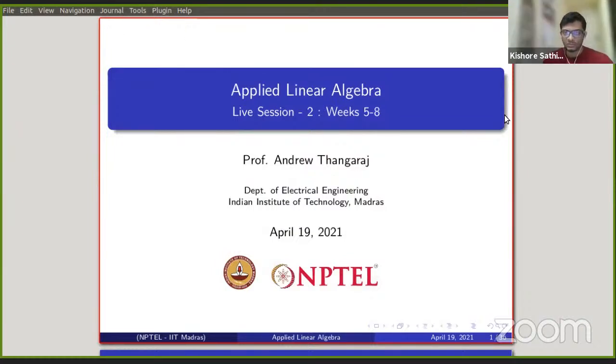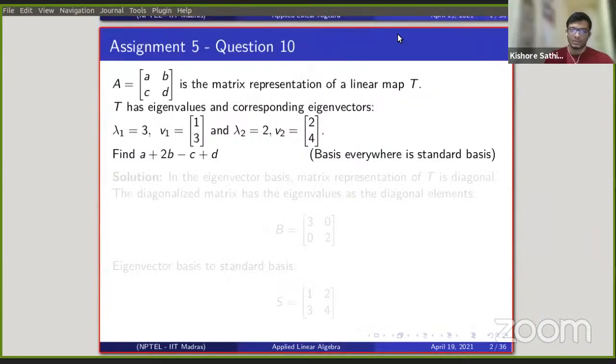So first question. The main concepts in assignment 5 included eigenvalues, eigenvectors, and their properties. So we've selected 2 questions from assignment 5, which we think encompasses all of these properties together in just these 2 questions alone. So let's start with question 10.